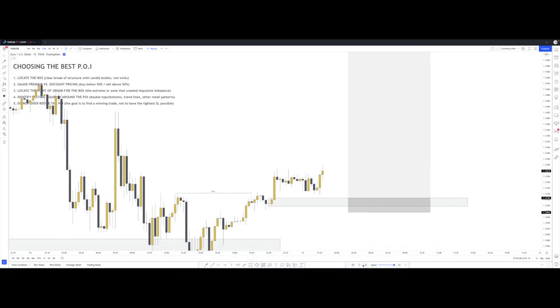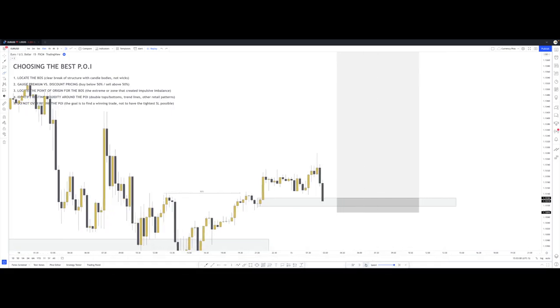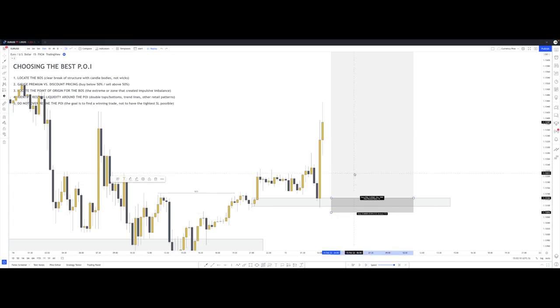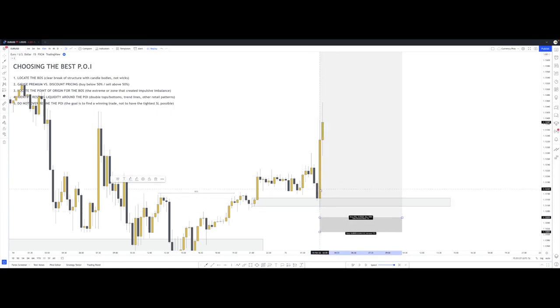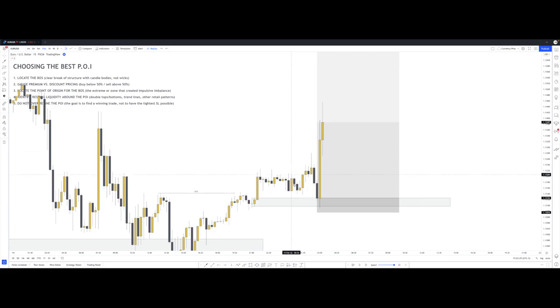So let's play price forward and we'll see what happens. Okay, so we get tapped in. To be honest, the point of interest was violated a little bit. As you can see, that wick did pierce just below my rectangle tool right here. That's no big deal. Clearly it's still been respected.